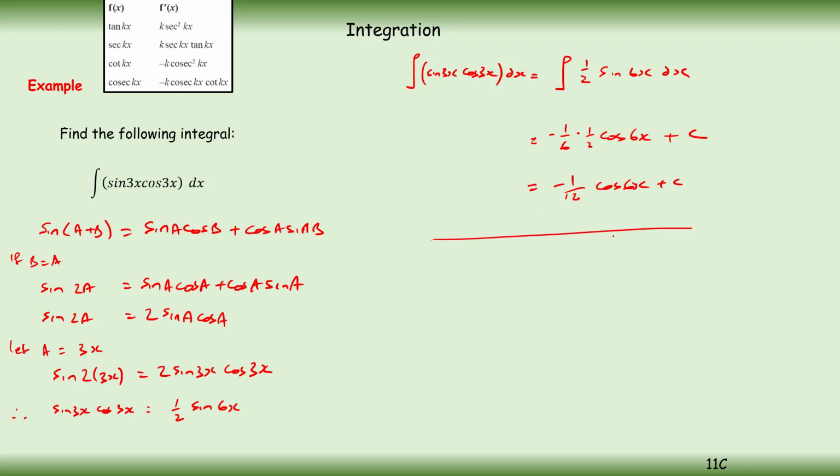Okay. Hit pause, copy the example down. When you're ready, hit play again. We spent more time trying to find out something that we can integrate than the actual integral, because once we've got something we can integrate, then it's pretty straightforward. Right, hit pause, copy this example down. When you're ready, hit play. We'll look at another.